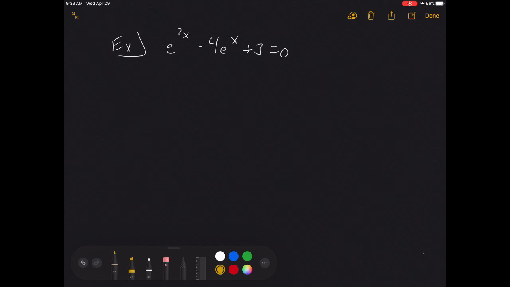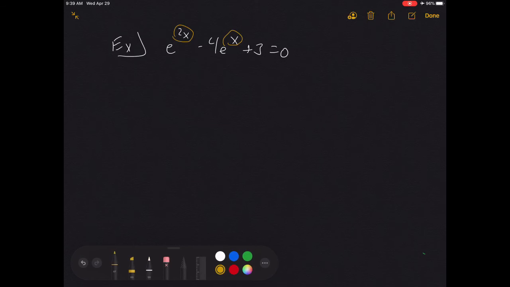What you should see is that this one right here just has an e raised to the x. This one has an e raised to the 2x. That 2x is double the x, right? So the exponent on the first one is double the exponent on the second one, and then the last one here doesn't have an exponent at all. There's no e in it or anything. This is what's called quadratic in form. Okay, it looks like a quadratic equation. It's technically not a quadratic equation. It's still exponential, but we're going to be able to factor this just like it was a quadratic.